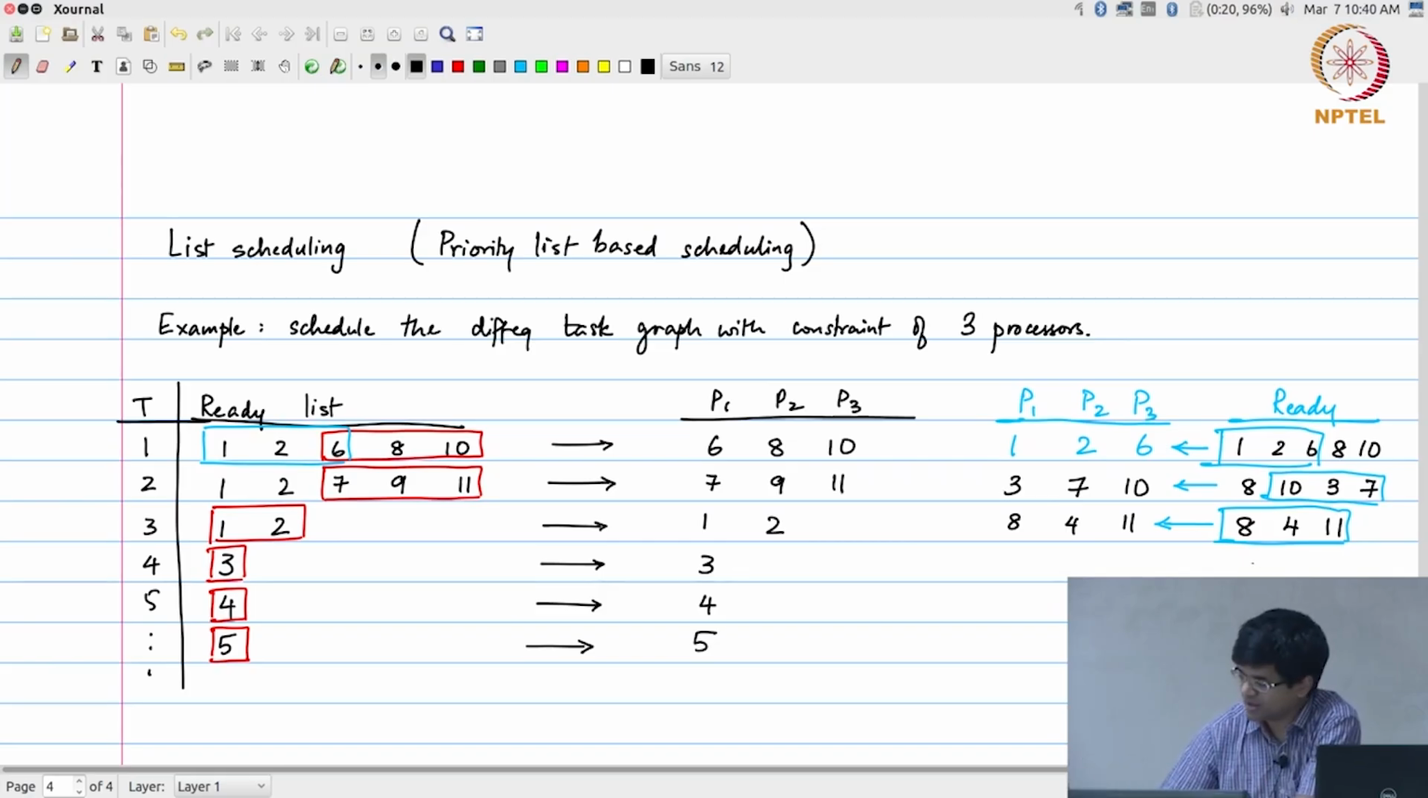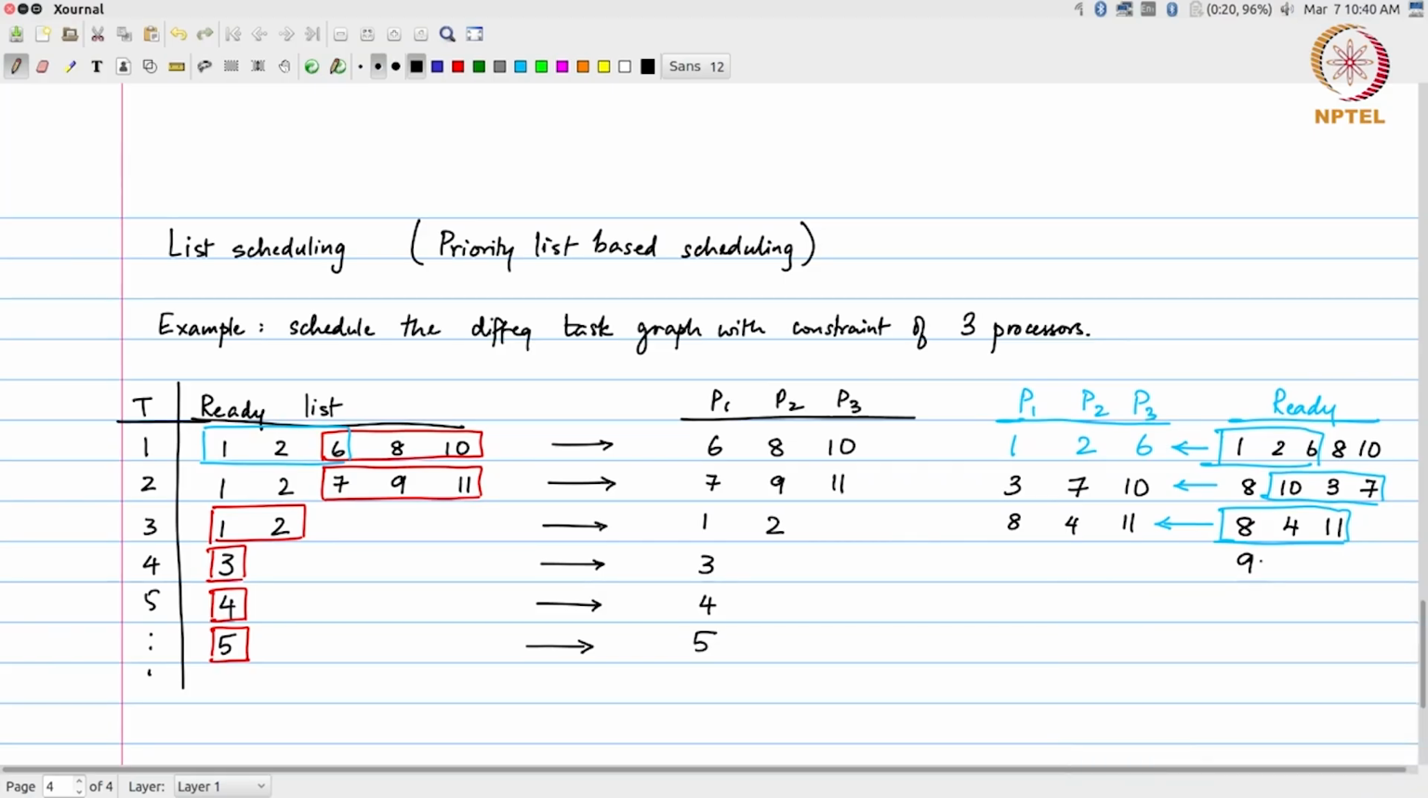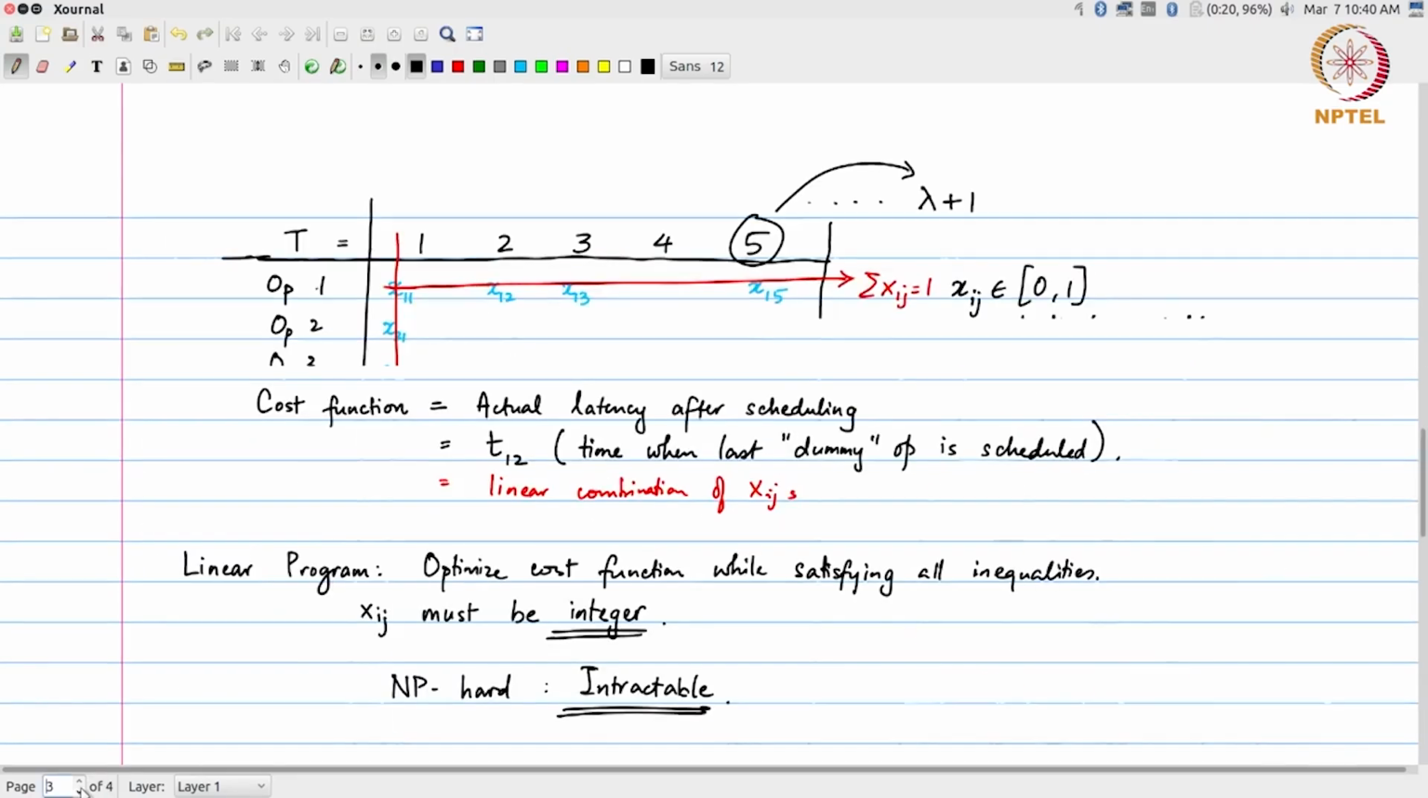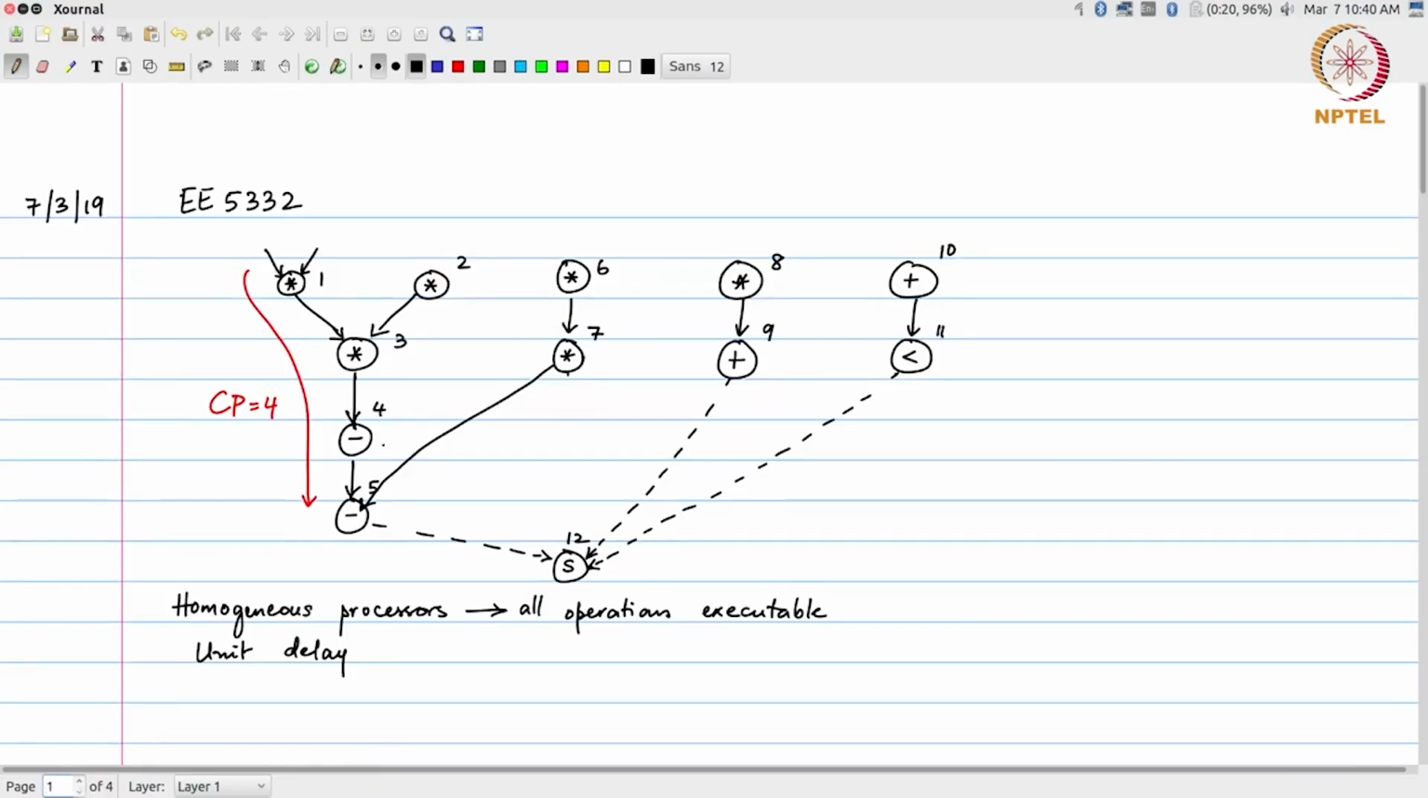Because 8 executed, 9 will now be on the list, because 4 executed, 5 will now be on the list, right. Remember that 5 had 2 things that it depended on, right. 5 depended on 4 and 7. So, just when 7 alone executed was not enough to put 5 onto the ready list, only after 4 also executed does 5 go onto the ready list.